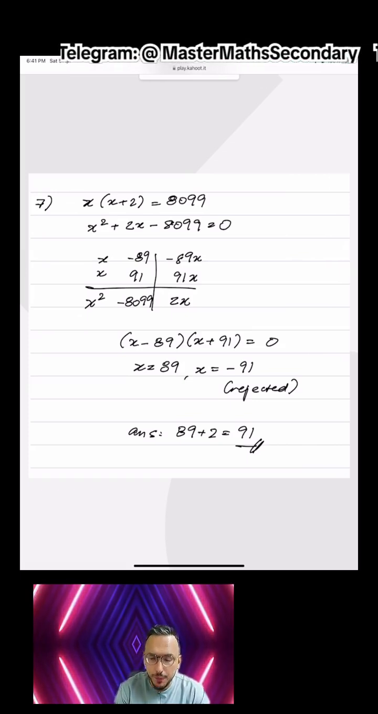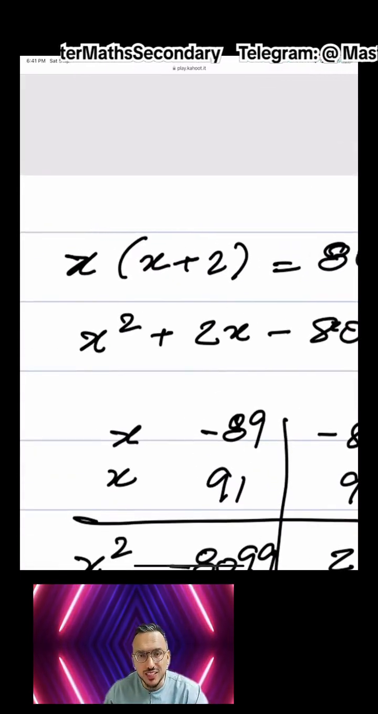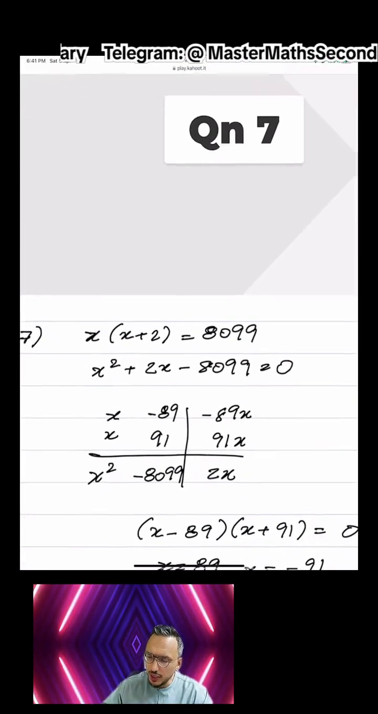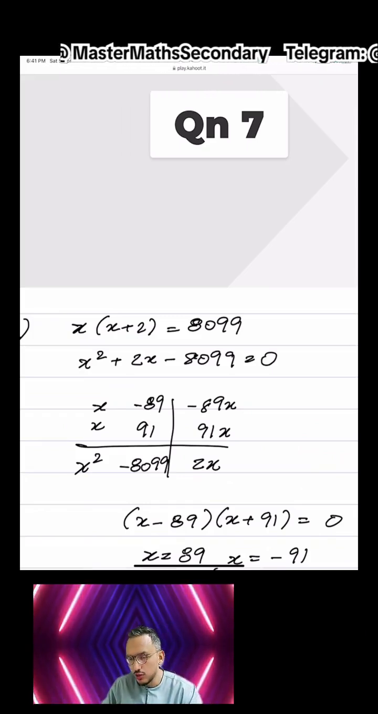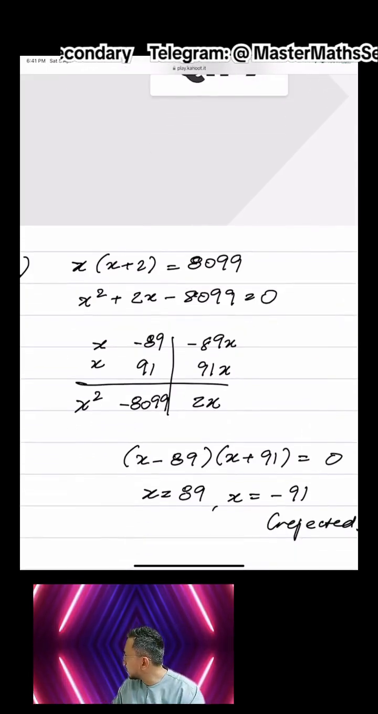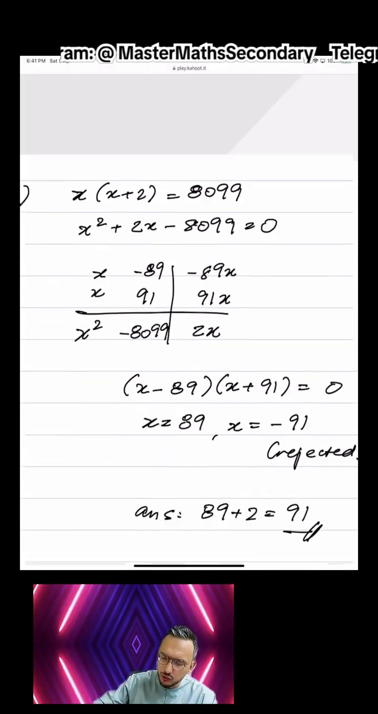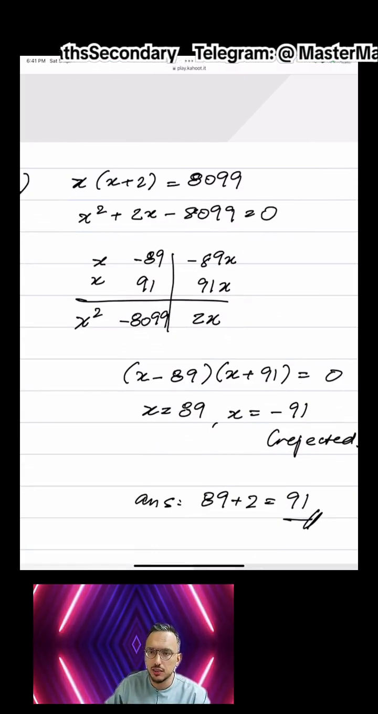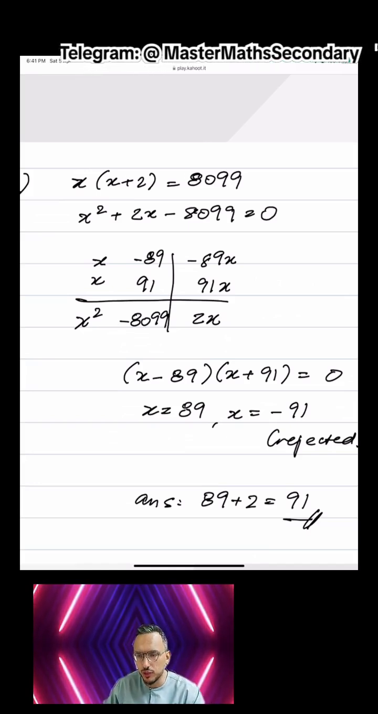So you expand this part here. You get x squared plus 2x. And then again, the same thing with quadratic functions. You must always make the right hand side equal to 0. So the 8099 you bring over becomes minus 8099. Okay? And then you got to factorize. I know you all might be complaining, alamak, got to factorize this big number. You on top put minus 91, then on the bottom 91.